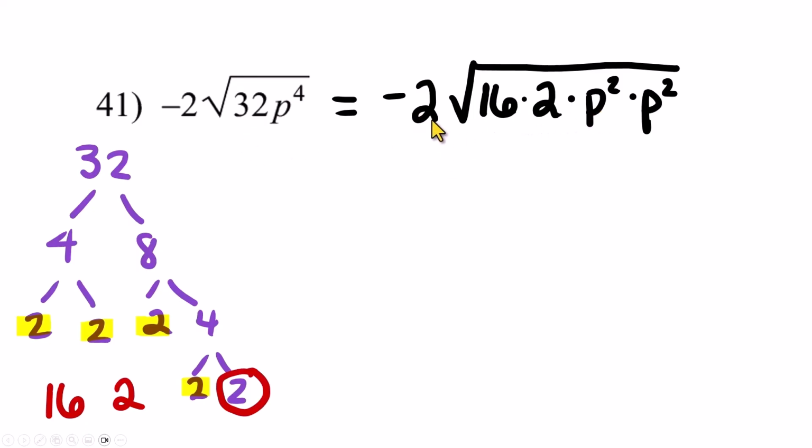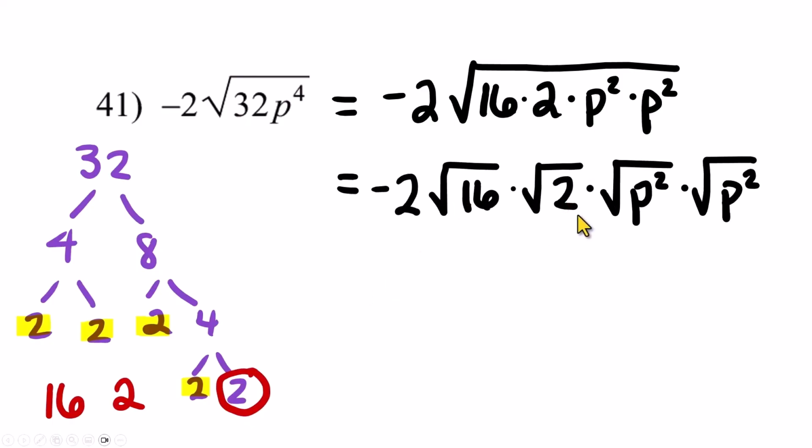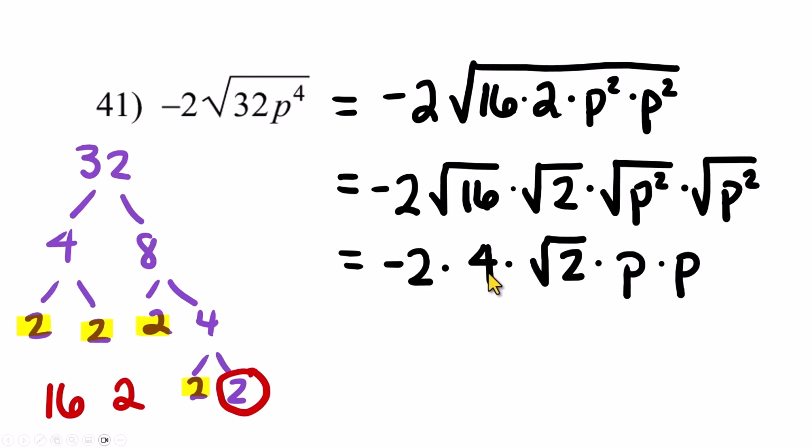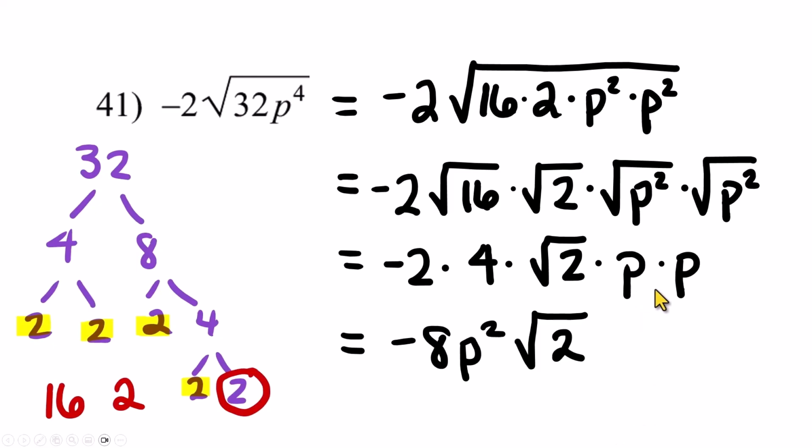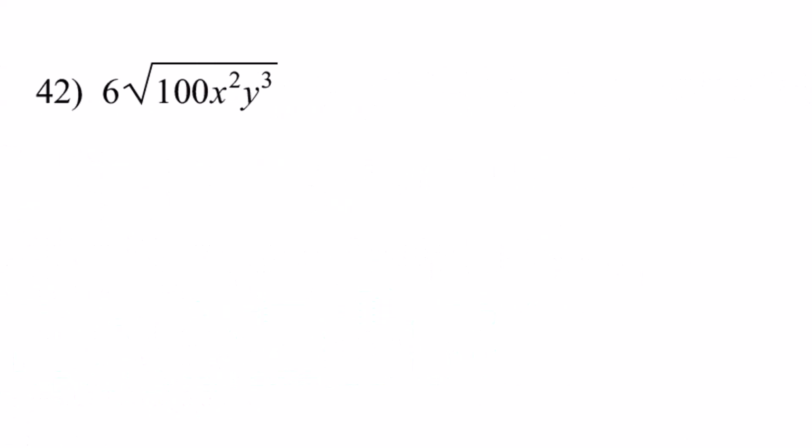Now, once I have everything broken up into perfect squares, and what you didn't see me do, or maybe you did, but I didn't talk about it, is that this p to the 4th is actually p squared times p squared. So those are two perfect squares there. Whether you write it out or do it in your head, you're busting everything into separate square root problems. Then you write in the answers. 16 turns into a 4. Root 2 stays the same. Root p squared is p. Root p squared is still p. Then all of these non-radicals go up in the front and get multiplied together. -2 times 4 is -8. p times p is p squared. That's your answer.